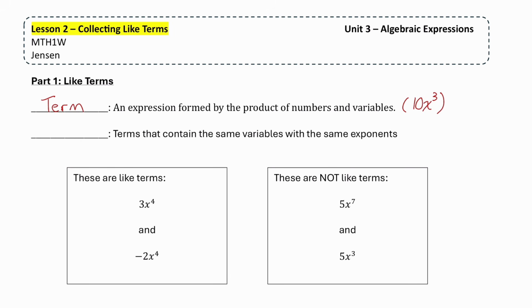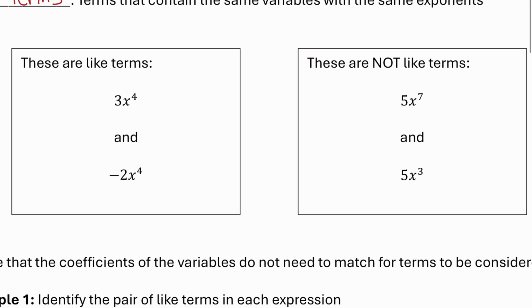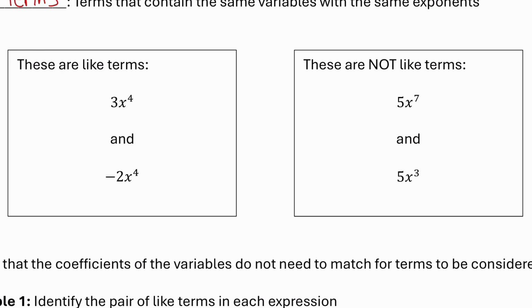But what we want to focus on in this lesson are like terms, which are terms that contain the exact same variables with the exact same exponents. So let's have a look at these two boxes here so we can carefully analyze what makes terms like terms versus what makes them not like terms.